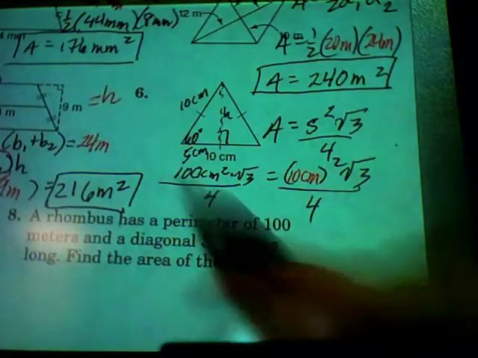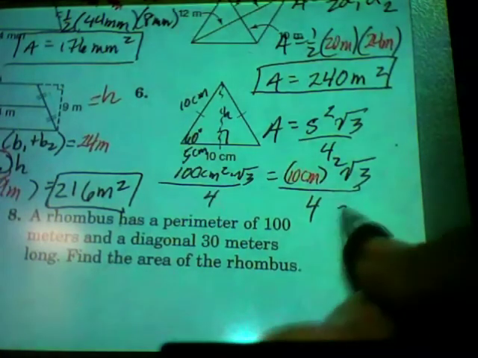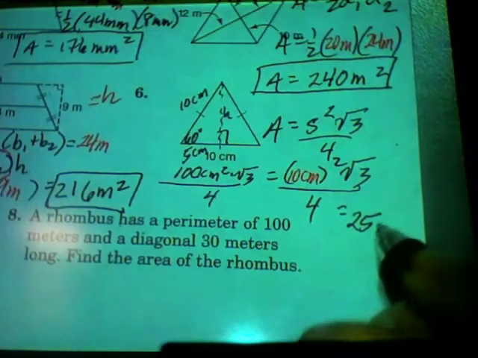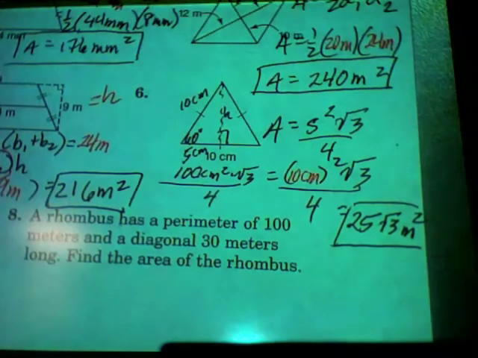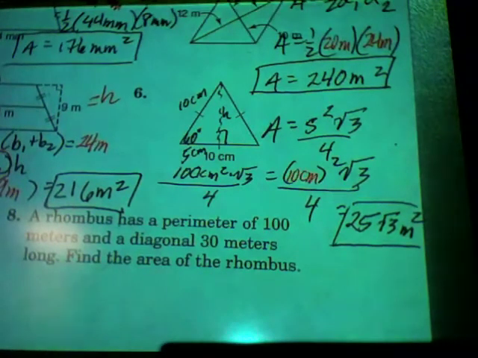It divides into 100 how many times? 25. So my final answer is 25 radical 3, and then the meters squared does go on the end. That was a lot less work though, wasn't it, than what we might have had to do? All right, then let's look at 7 and 8.